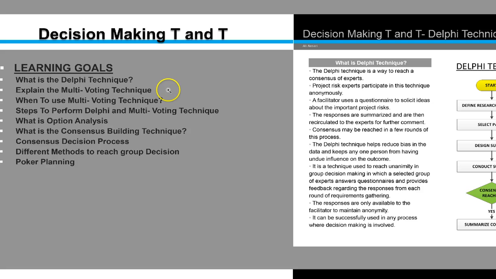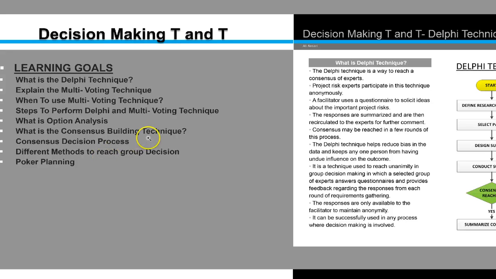We have multi-voting technique where the team members, where the stakeholders are going to vote. Then we have option analysis where we look into different options and select and pick the best option. Then we have consensus building technique. In fact, multi-voting, poker planning that you see over here, these are different types of consensus building technique where we build consensus among stakeholders.